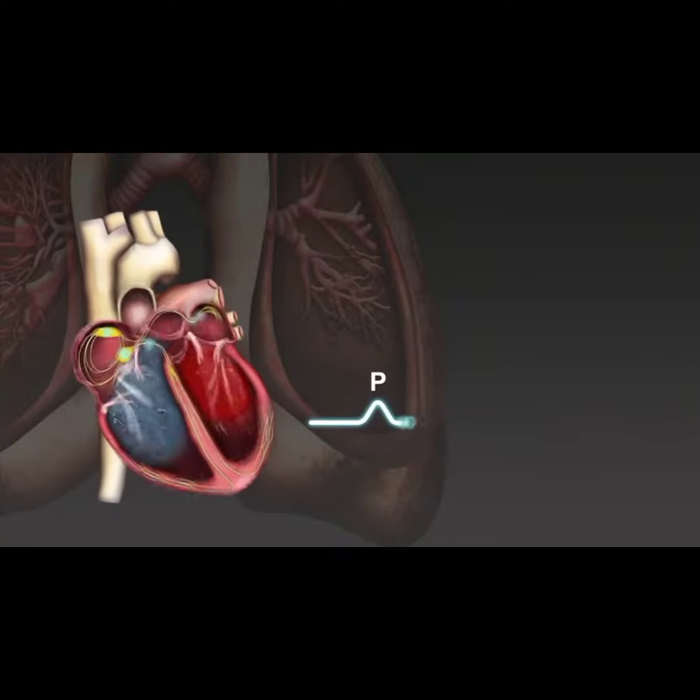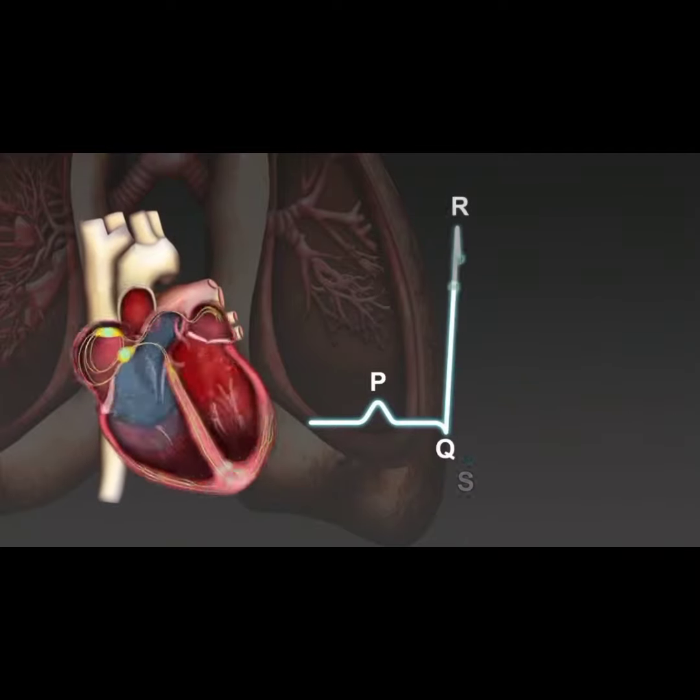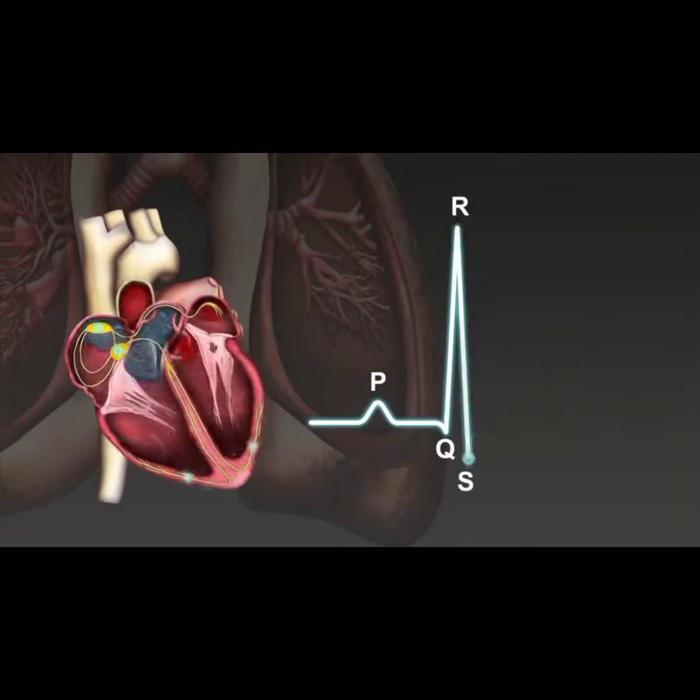As a result, there is no P wave on the ECG of a patient in atrial fibrillation. The absence of P waves is one of the most important features used to diagnose atrial fibrillation.